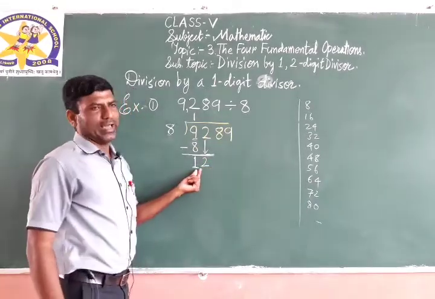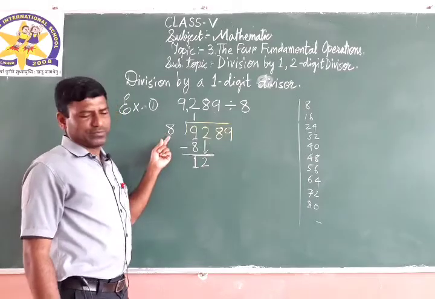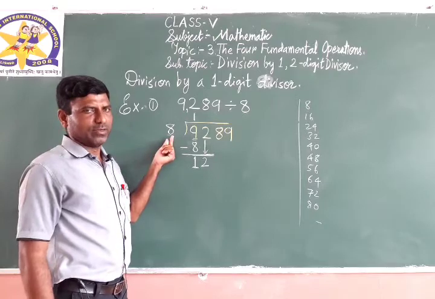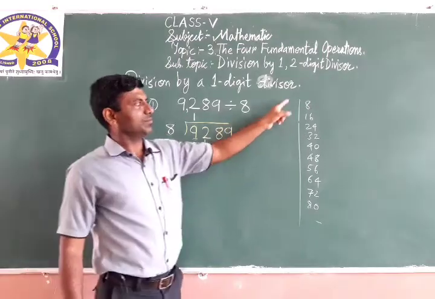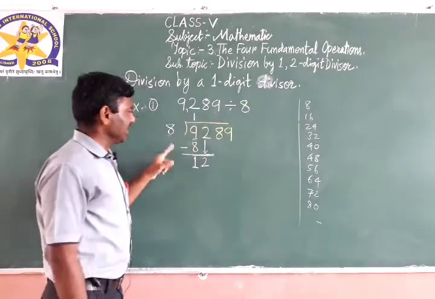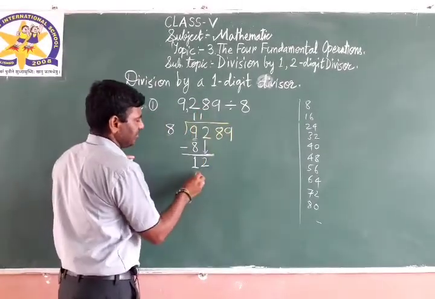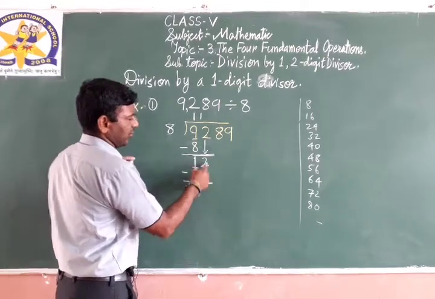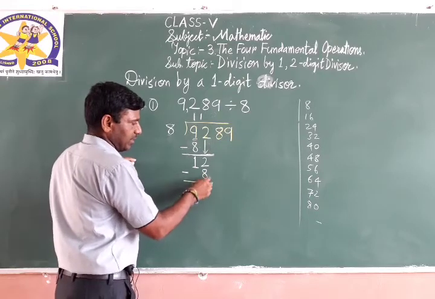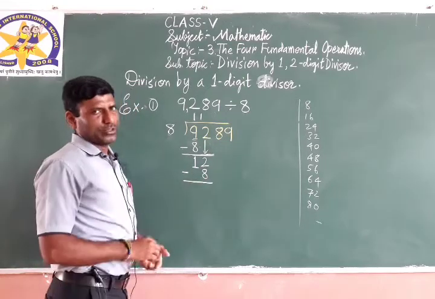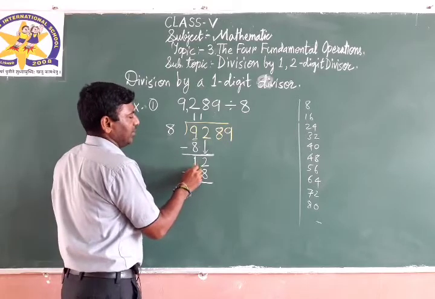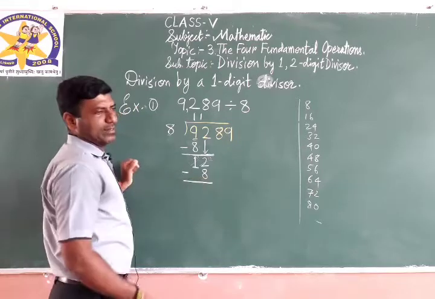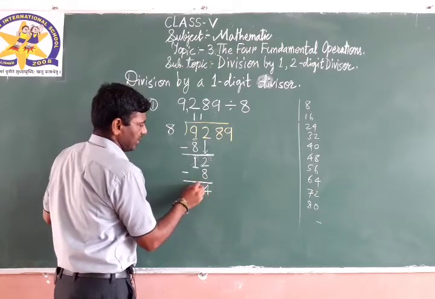Now 12. Obviously 12 is greater than 8. So the dividend is greater than the divisor. So in 8's table, is 12 there? No, 16 is there. So 8 ones are 8. Subtract, make sure one space down, one space here. 2 minus 8 possible? No. What are we doing? We are borrowing from the neighbor. This 1 becomes 0 and this 2 becomes 12. So 12 minus 8, 4. And here 0.